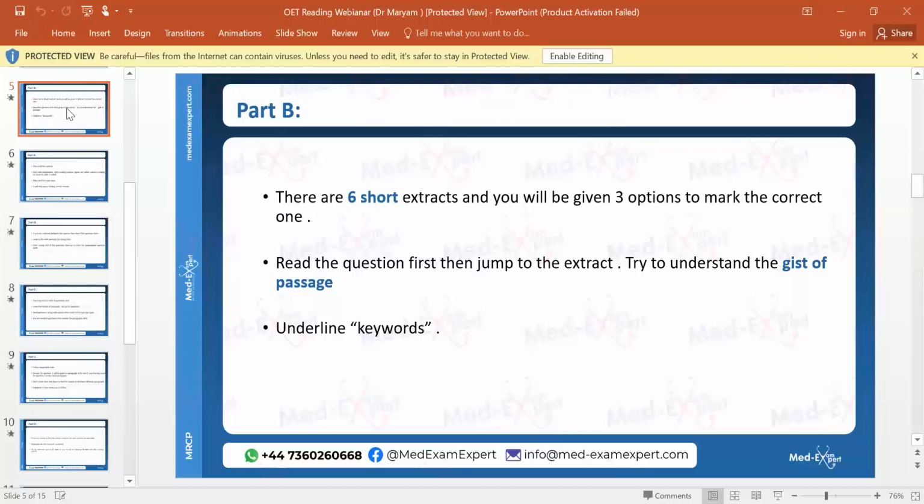Then you will read option B. Option B is about the significance. You can put a question mark around it, and you will decide later whether the answer is B or C. I'm talking about the elimination method. I advise my students to solve part B and part C of OET reading with the help of elimination. Elimination is the best way to mark the answers in part B and part C.